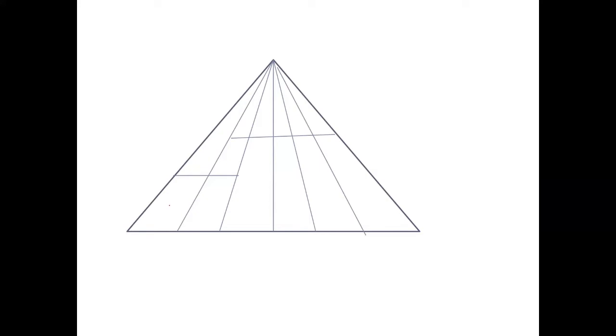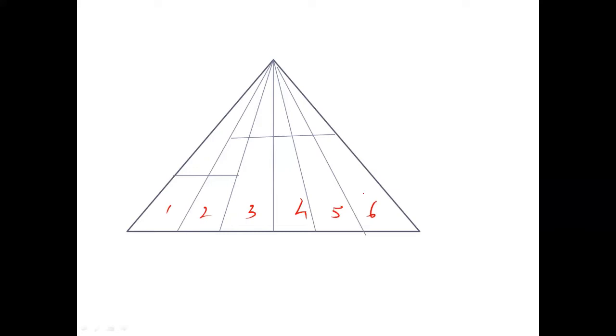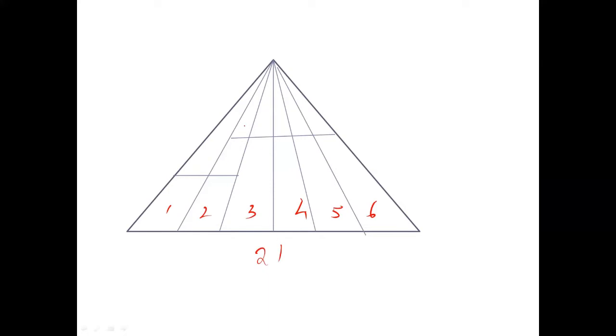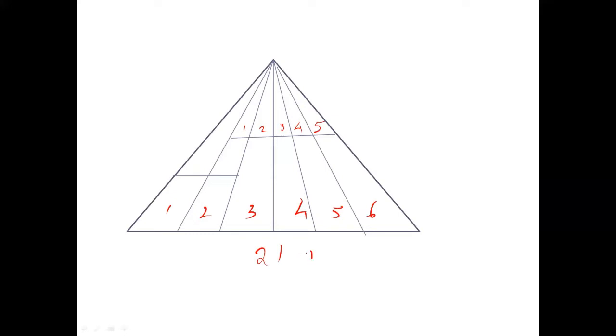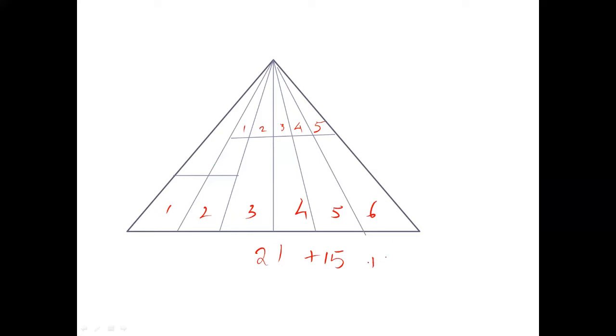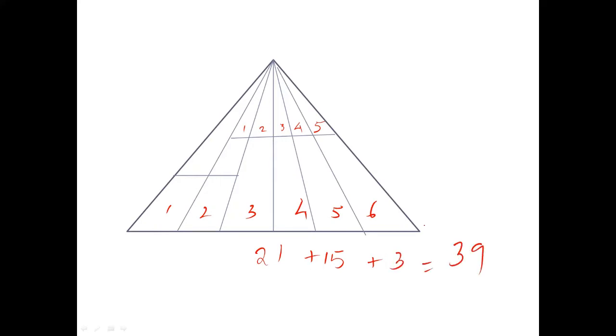You see, take the first bigger triangle. 1, 2, 3, 4, 5, 6. Add up all these, right? It comes to 21. Then you add up this: 1, 2, 3, 4, 5. When you add all the 5, you get 15. So 21 plus 15. Then here, how many? 1, 2. 1, 2 plus 2, 1 is 3. So the total is 39, right? Clear? Is this fine? Yes, ma'am.